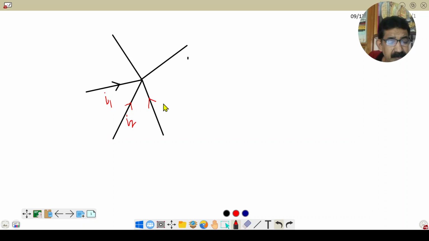This is the direction of current I3. This is the direction of current I4, and this is the direction of current I5. Total 5 currents are meeting at this point P. P is a point, it is a junction.